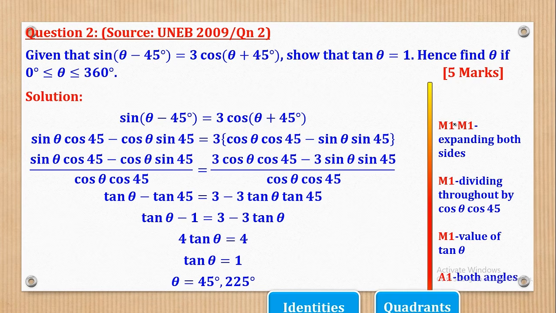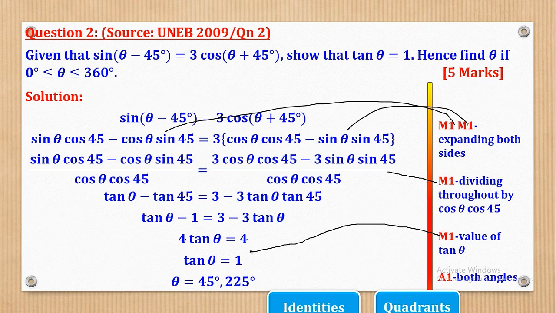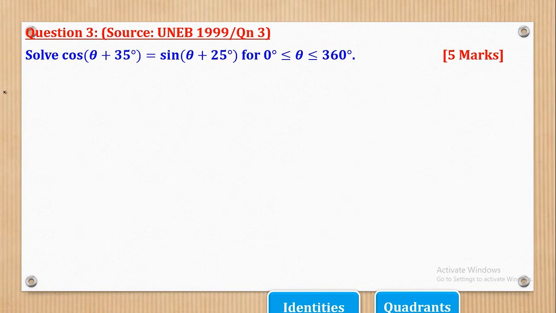So M1 for expanding the left hand side and M1 for expanding the right hand side, M1 for dividing throughout, M1 for the expression of tan theta, and A1 for both angles. So this would have been B1, not A1. So that was question 2.